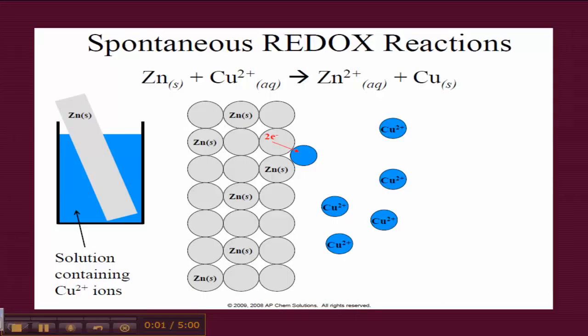In this video, we're going to talk about voltaic or galvanic cells. So let's start by talking about spontaneous redox reactions. If you put a strip of solid zinc into a solution that contains copper 2 ions, the copper ions are going to accept 2 electrons from the solid zinc. Now this is what's going to happen when you put a zinc rod into copper 2.